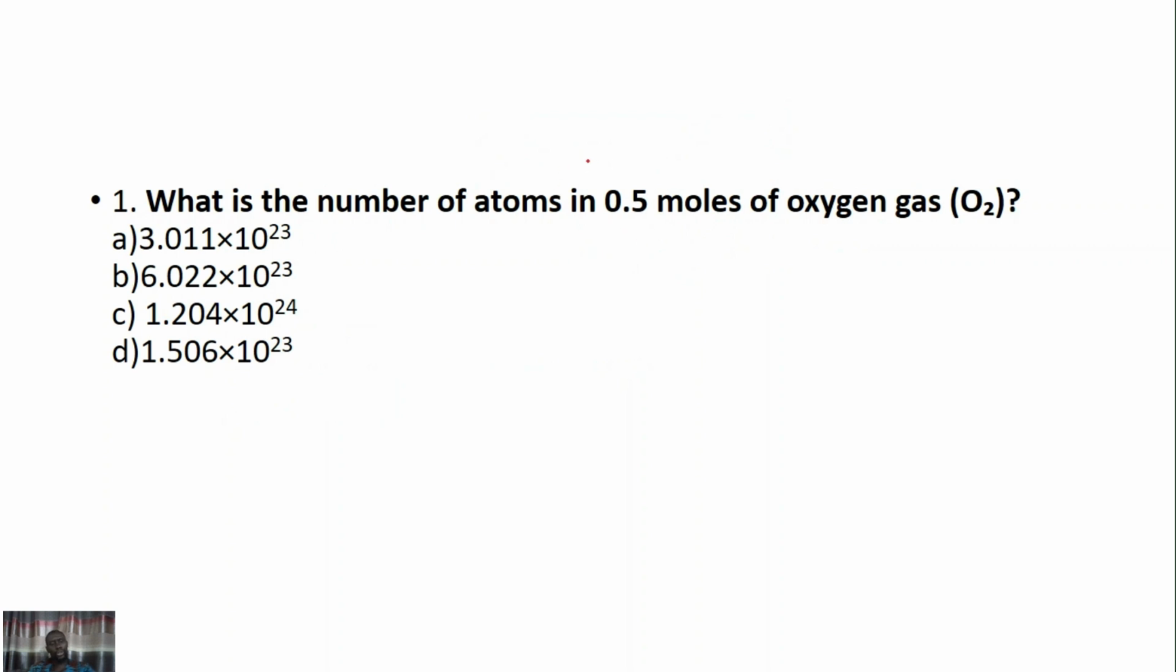Now, having gone through all these mole concepts, let us answer some questions to test our knowledge and understanding of the lesson that we have had. We'll start with question number one. What is the number of atoms in 0.5 moles of oxygen gas? The number of atoms, which is the number of particles, is equal to the mole times Avogadro's constant, 6.022 times 10 raised to power 23. And this will be equal to 3.011 times 10 raised to power 23. So the correct answer is A.